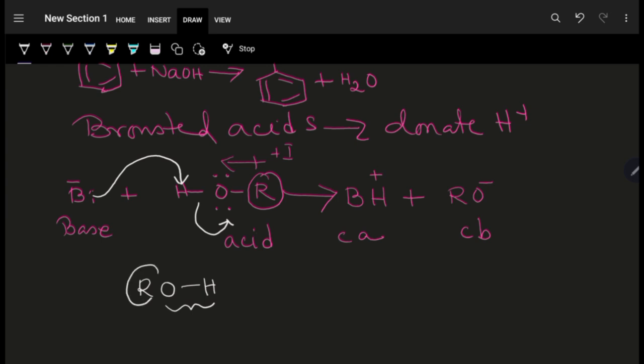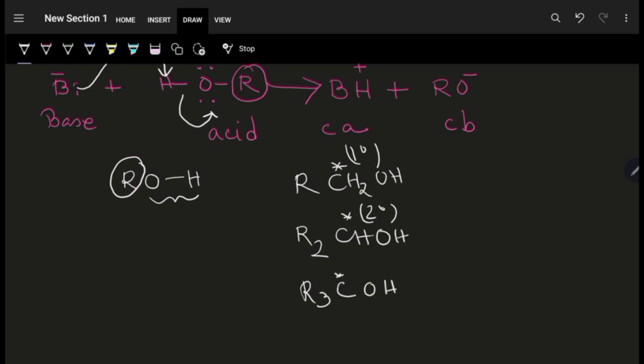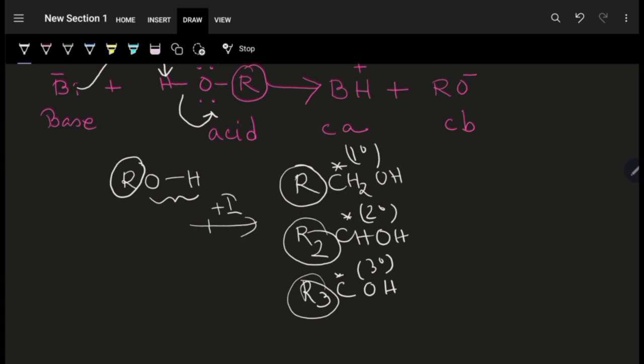But this R group which is attached, suppose I say RCH2OH, a more specific example of a 1 degree alcohol. R2CHOH is a 2 degree alcohol. R3COH is a 3 degree alcohol. Now when the number of alkyl groups is increasing, the inductive effect is also increasing. Plus I effect is also increasing.